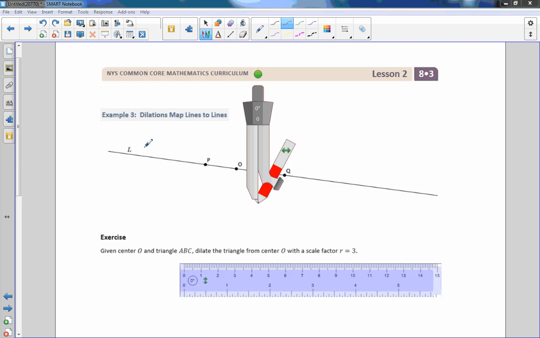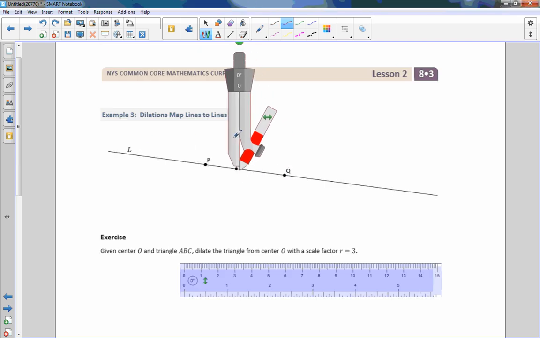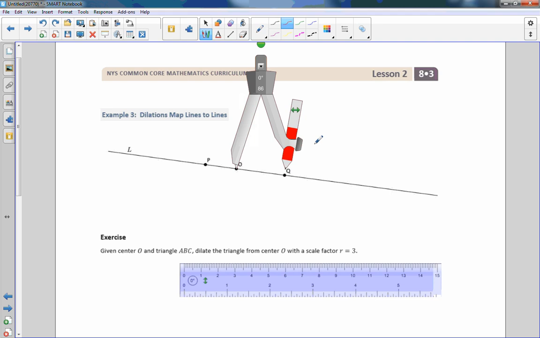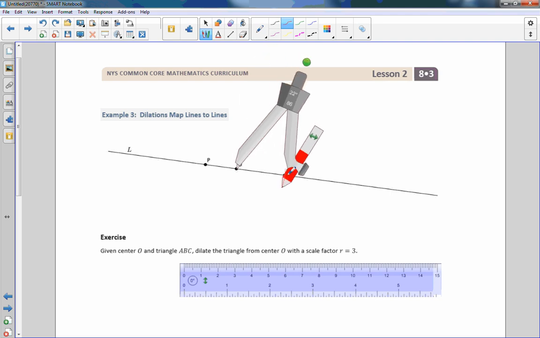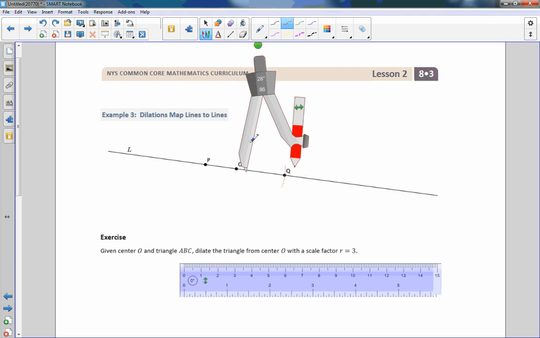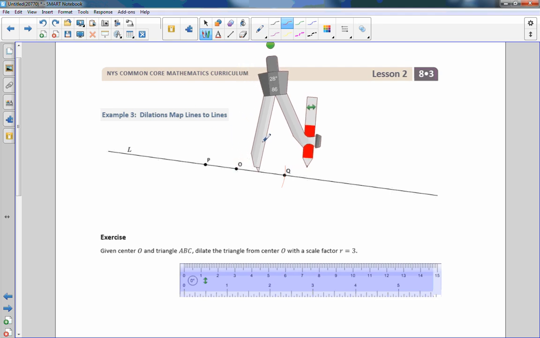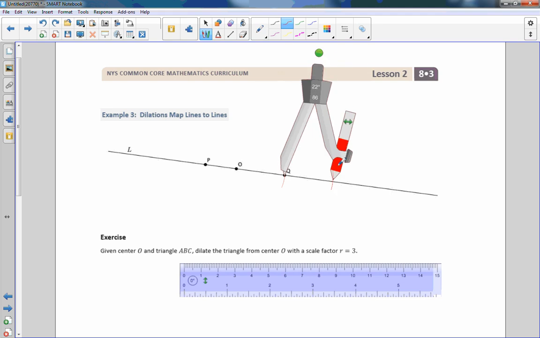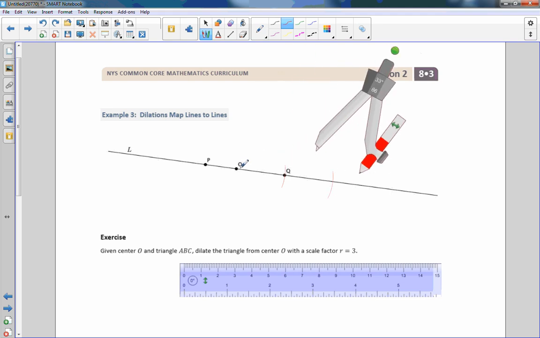Okay, so first thing we want to do is put this point right on O, like so, and open it until we get out to a distance of Q. And if I draw an arc right there, and I then move the center point of my compass onto Q and draw another arc, then now what I'm saying is OQ is the same distance as Q to here, and I would call this Q prime.